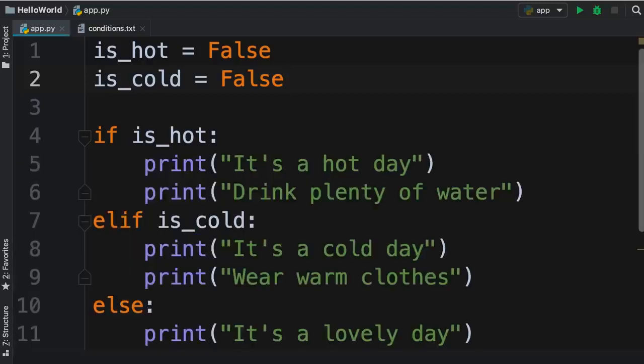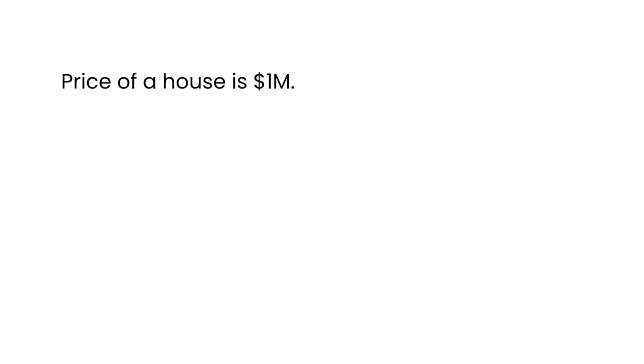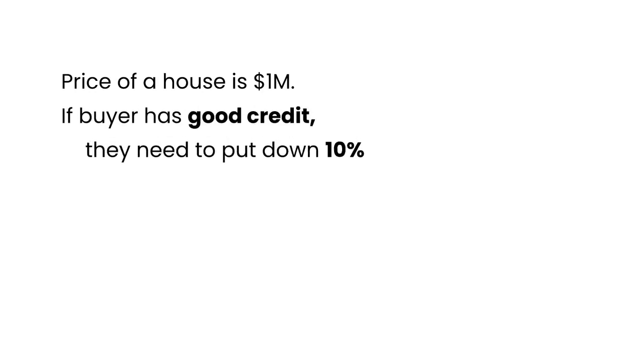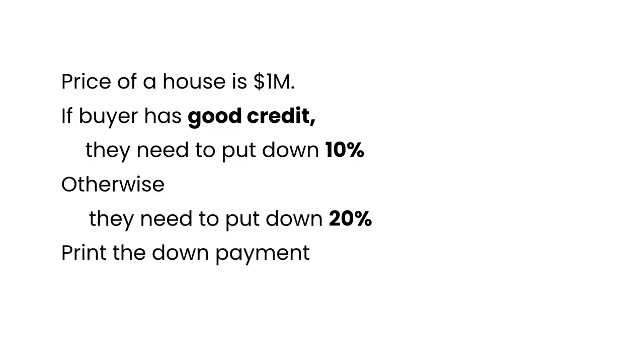So this is the basics of using if statements. As you can see, they're very useful in programming. And with these, we can build all kinds of rules into our programs. Okay, here's an exercise for you. Imagine the price of a house is $1 million. Now, if the buyer has good credit, they need to put down 10% of the price of this property. Otherwise, they need to put down 20%. Write a program with these rules and display the down payment required for a buyer with good credit. You will see my solution next.